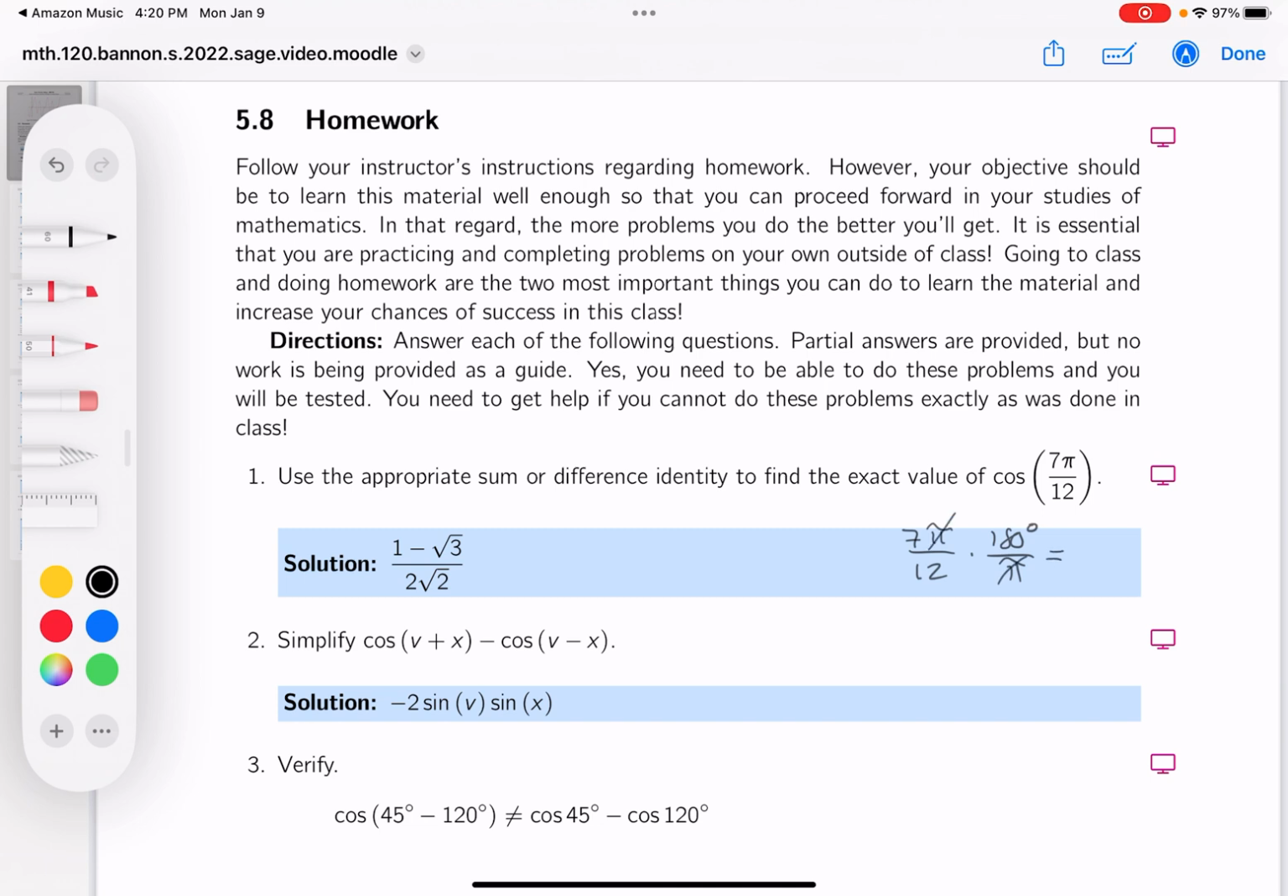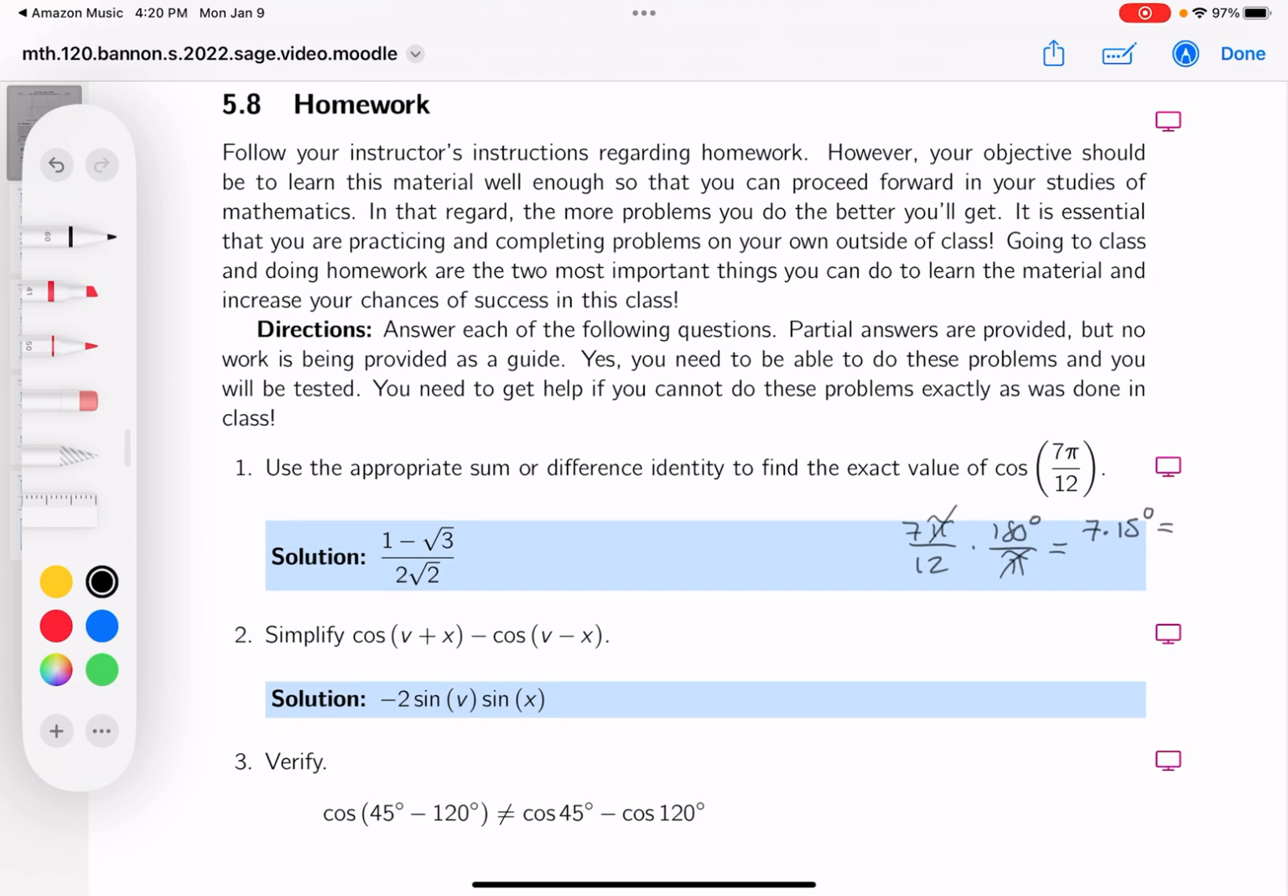Let's take a look at it. 12 goes into 180, let's see, 15 times. So you get 7 times 15 degrees. And then 7 times 15 is what? It's going to be 70 and 35, 105 degrees.